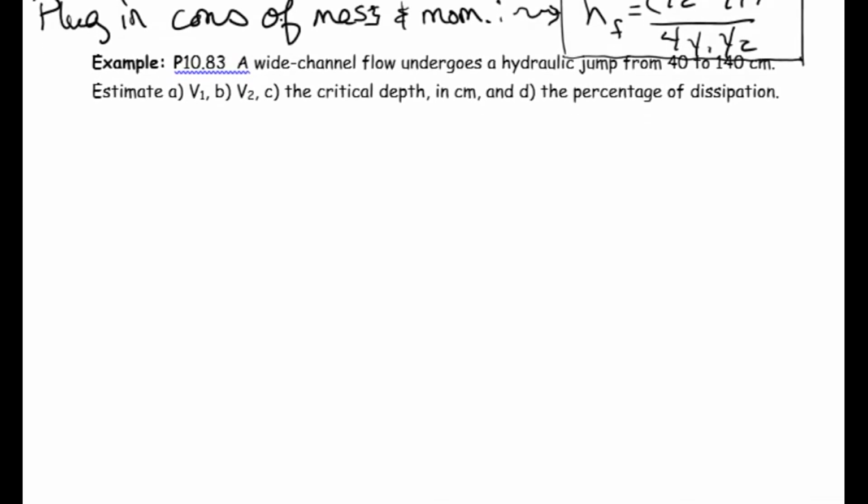Now let's apply it to an example. Most of these problems are going to be, okay, if you can visualize this and do a good picture, it's going to be a matter of plugging into these equations and manipulating these equations, sometimes having to do some substitutions and so forth. But it's not too bad. So let's say we've got a hydraulic jump. Same old picture. So that just means a standing wave again. We've got a y1 and a y2. Happens to be 40 centimeters to 140 centimeters. And we are going to try to find V1, V2, critical depth, and percent of dissipation.